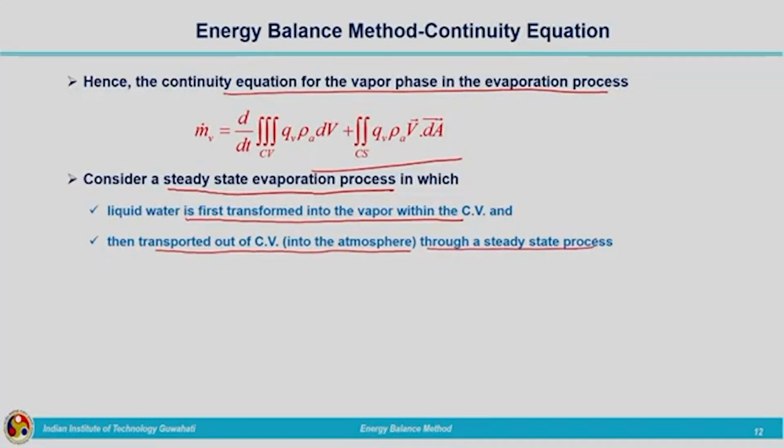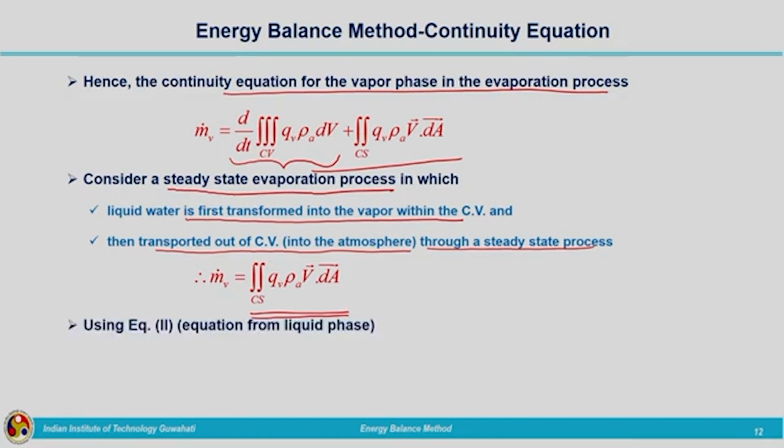So, what we can do? We can assume the time rate of change of extensive properties stored within the control volume to be 0. So, the expression for mv dot will take this form, containing only the second term related to net outflow across the control surface. m dot v is equal to the integral across the control surface of QV rho A V dot dA.